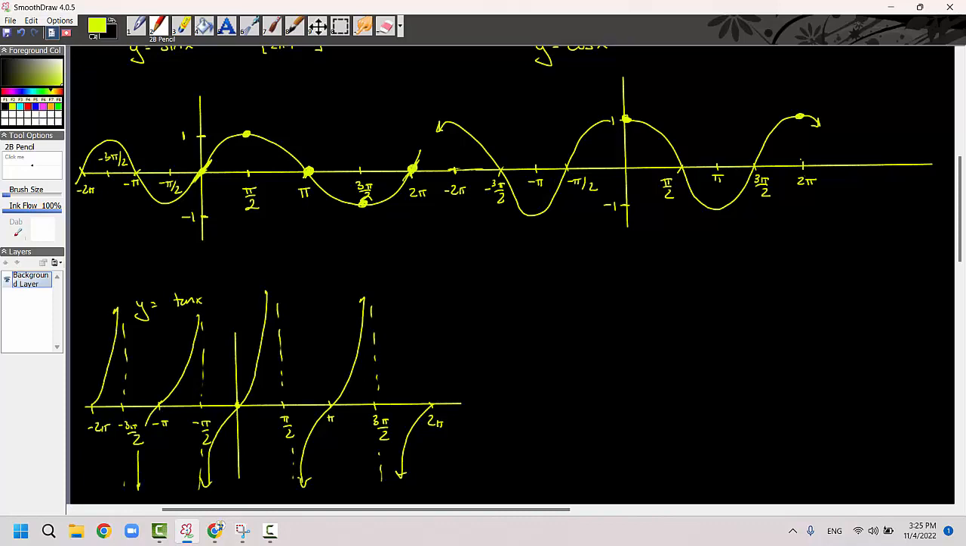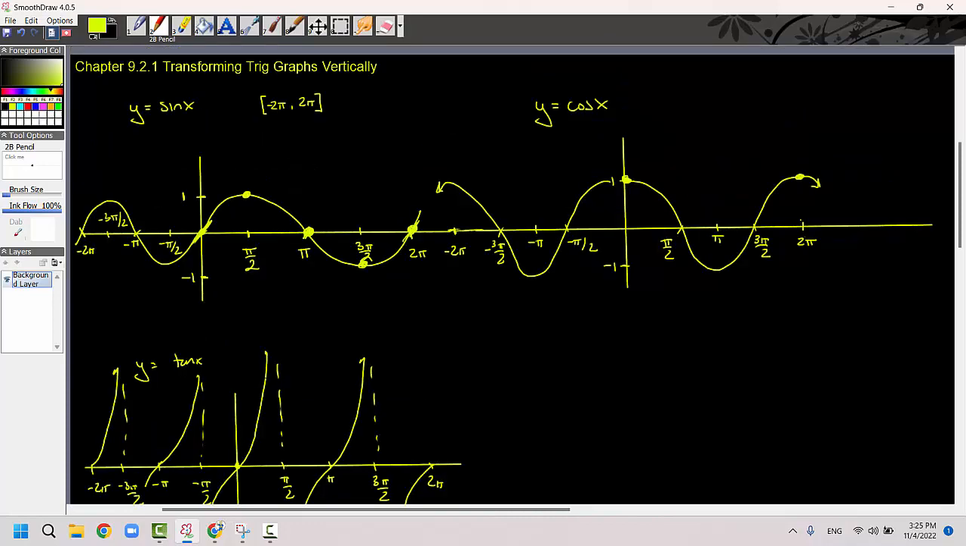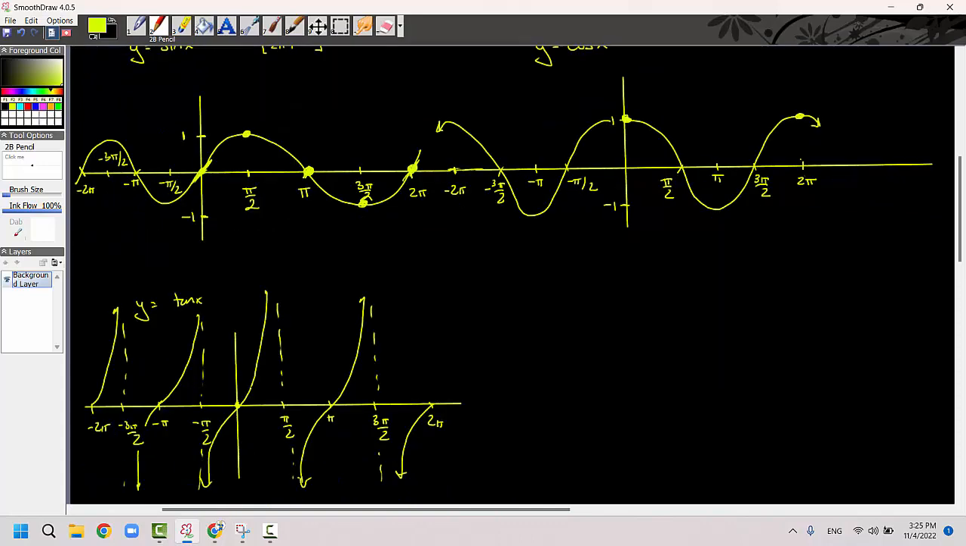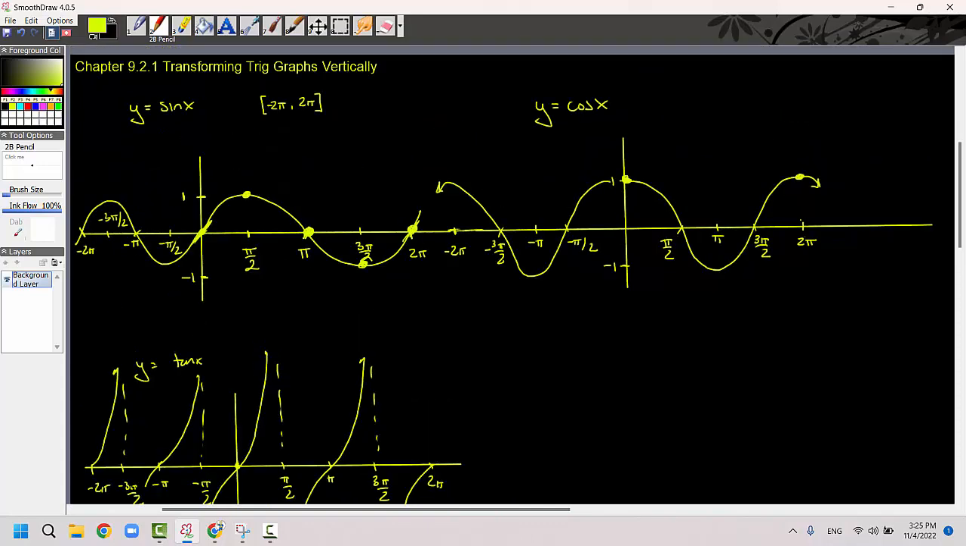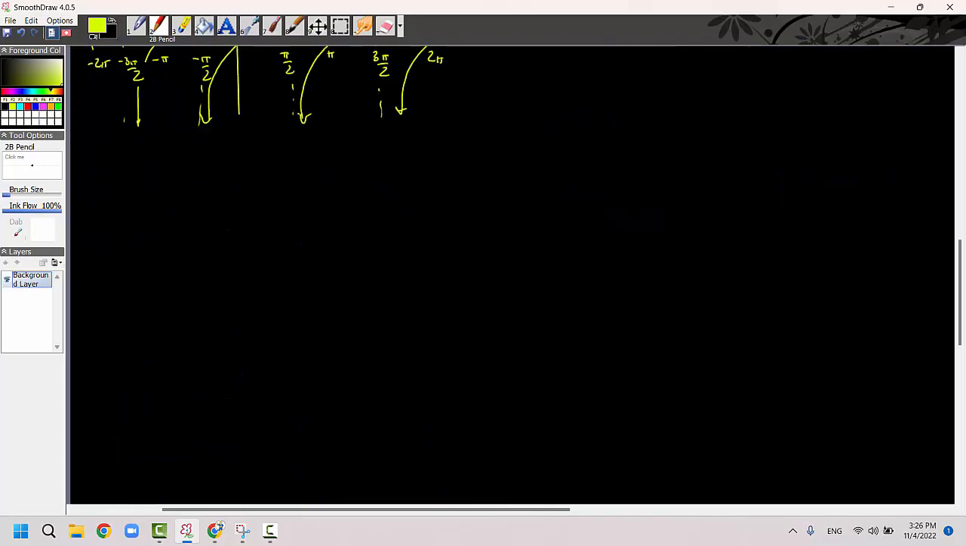That's tangent. So why did I graph all of these? I graphed all of these because these are effectively the parent functions of sine, cosine, and tangent. So when we start hearing words like parent function, it is time to start thinking of transformations. So let's talk about the first transformation, and we're only going to do the vertical ones today.